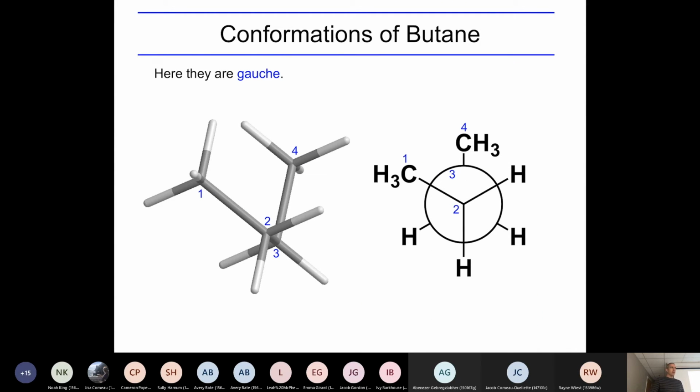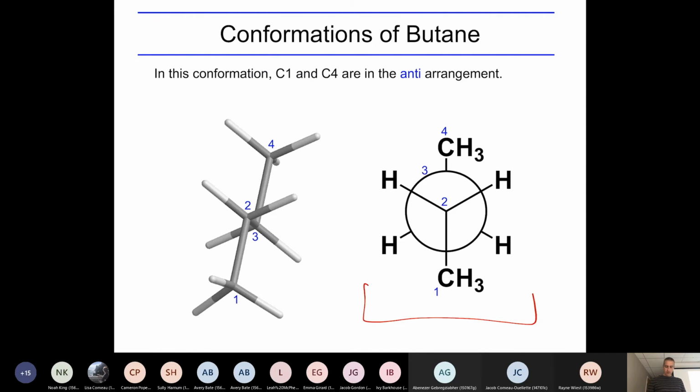We can rotate that around, right? We can rotate the carbon-2, carbon-3 bond, and we can make this conformation as well. Is that a staggered or an eclipsed? This one is staggered as well. And now the two methyls are gauche to each other. They're not anti like they were in the previous one. So this is just another possible conformation of butane. And of course, there's a bunch of eclipsed ones as well.